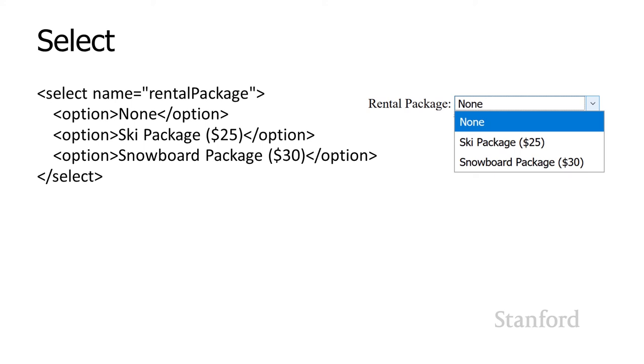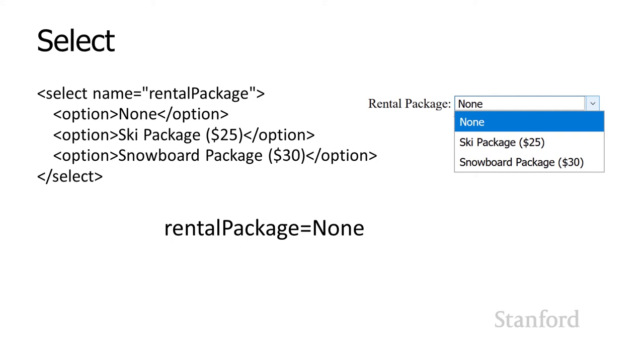We want to go ahead and give the select a name because this information is getting submitted to a web server and we need to identify what piece of information is being sent to the server. And then the values that will be sent to the server are actually the text that appears between the option start tag and the option end tag. So here, what the server is going to receive is that the rental package is none.